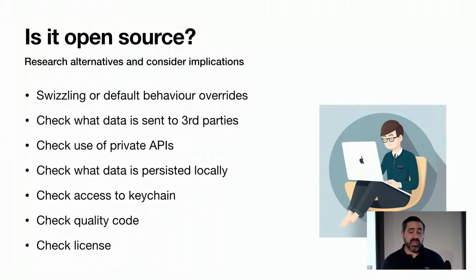Check if they're trying to persist data locally, what they're doing, are they encrypting or not encrypting, if they're trying to read the keychain, if they're just trying to access stuff you have stored in there. If you can see the code quality, that's also great. It sort of gives you an idea of how much care the author puts into it, like if they have tests and stuff like that. And checking the license is always very important, just to try to understand what it is that you are subscribing to.